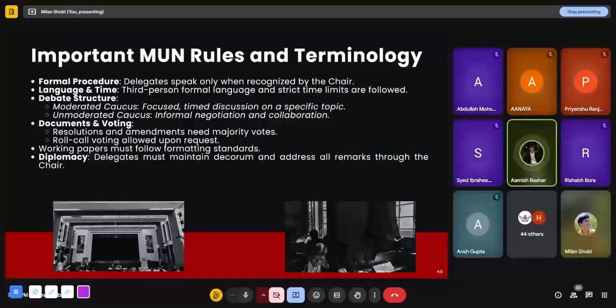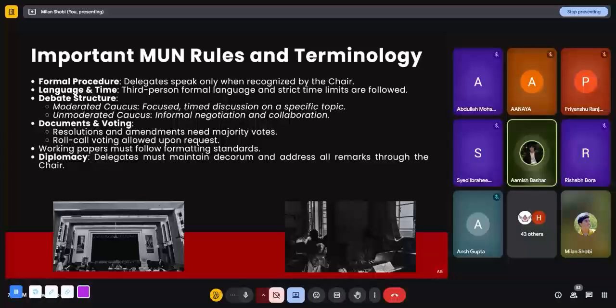Fourth, roll call voting. The chair may do a roll call vote where each delegate says yes, no, abstain, or yes with rights. And lastly, the working papers. These are the rough drafts before resolutions. You will need to follow a format and submit them for the EB to review.